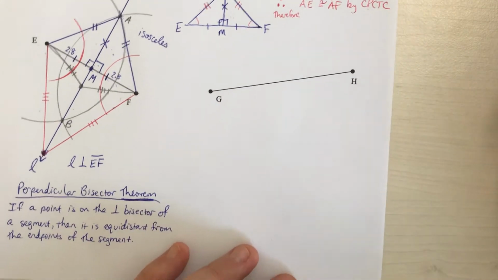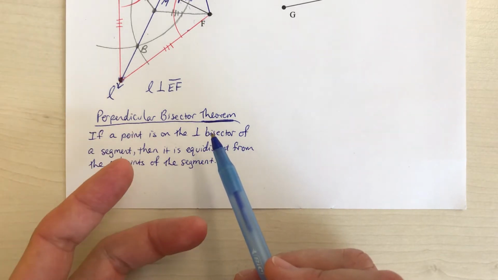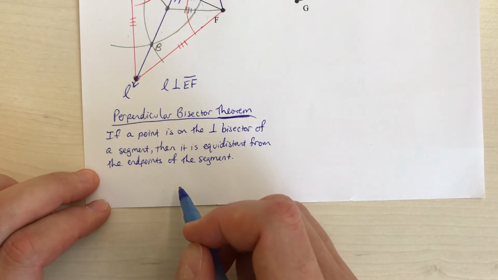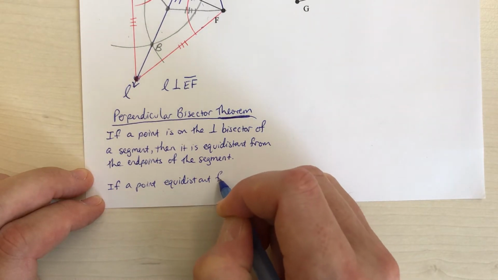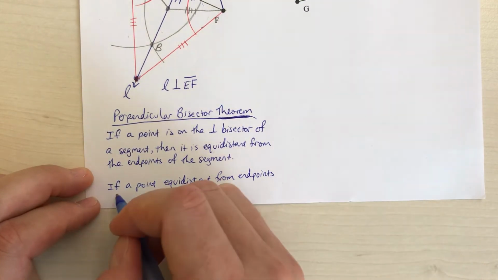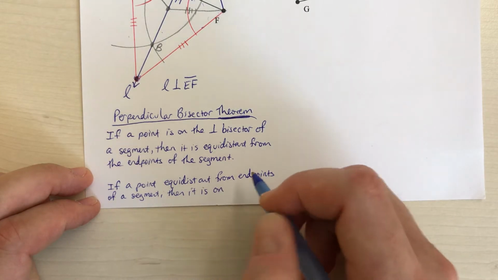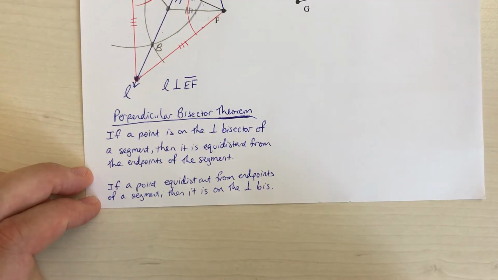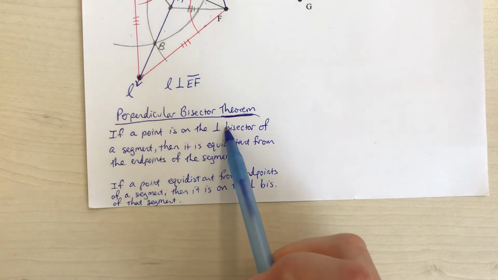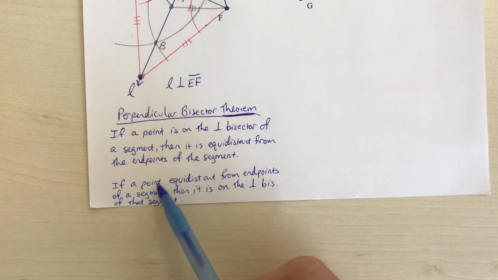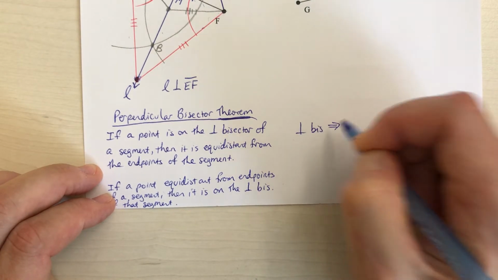Now, one more thing that we'll mention here for this theorem, not only is this true, but so is the converse. And the converse is if I switch the hypothesis and the conclusion. So if I say, if a point is equidistant, and I'm kind of shorthanding here, from the endpoints of a segment, then it must, I'll say it is on the perpendicular bisector of that segment. So if a point's on the perpendicular bisector, it's equidistant from the endpoints. If a point is equidistant from the endpoints, then it's on the perpendicular bisector. So kind of in shorthand here, perpendicular bisector implies equidistant.